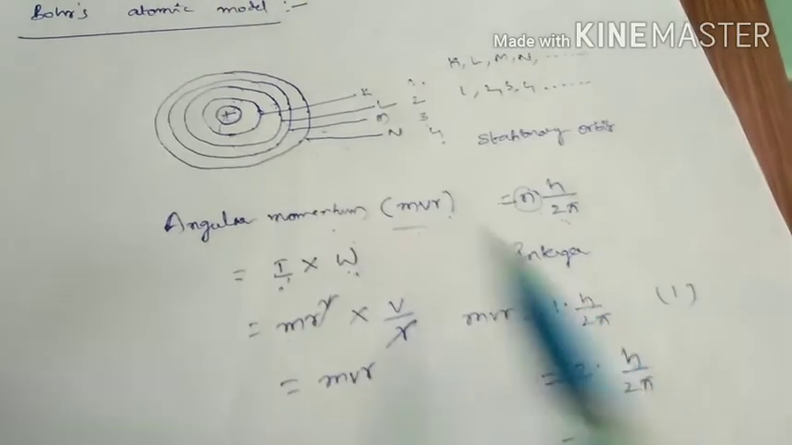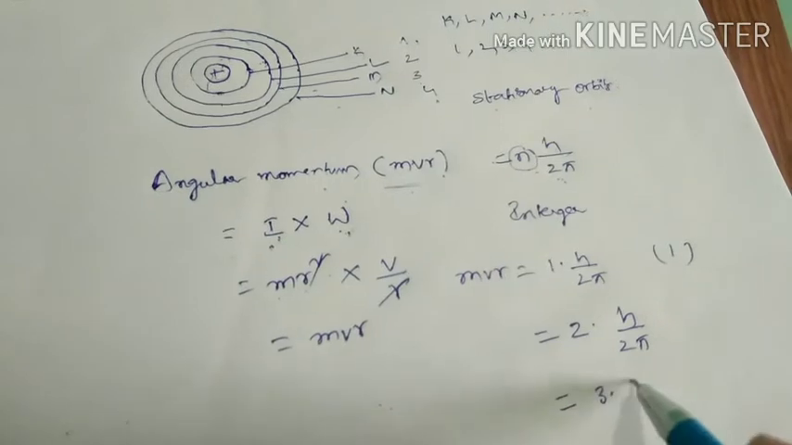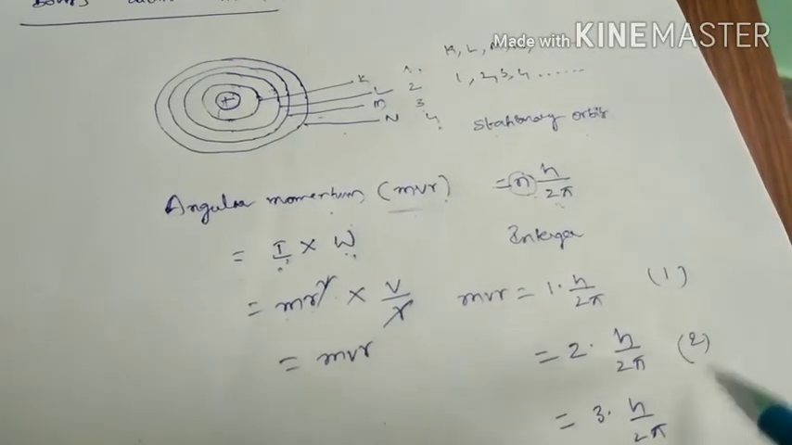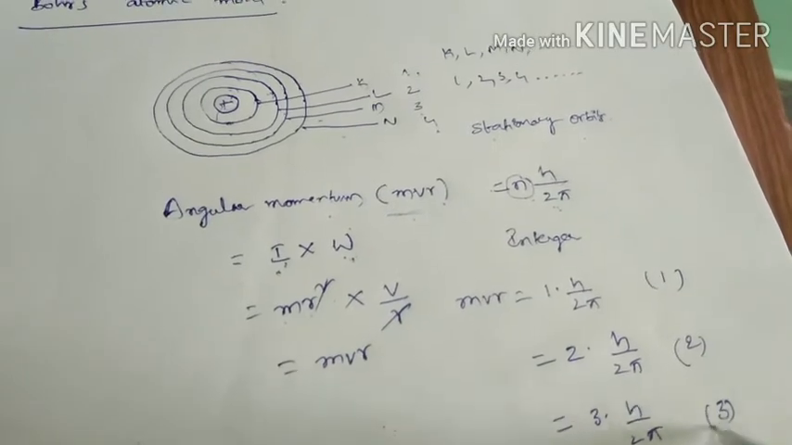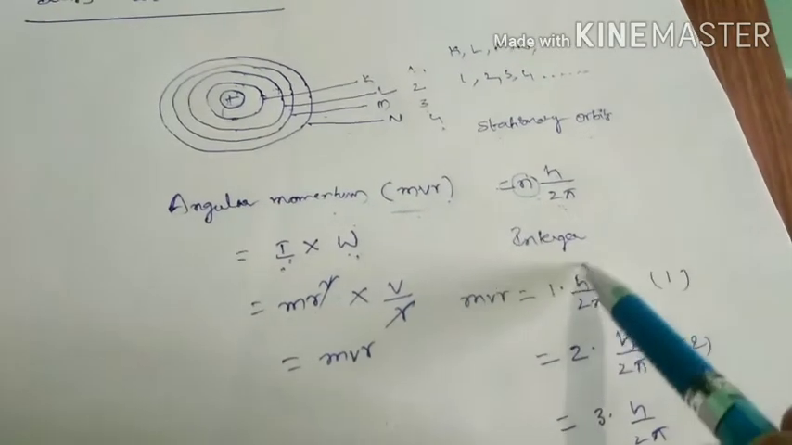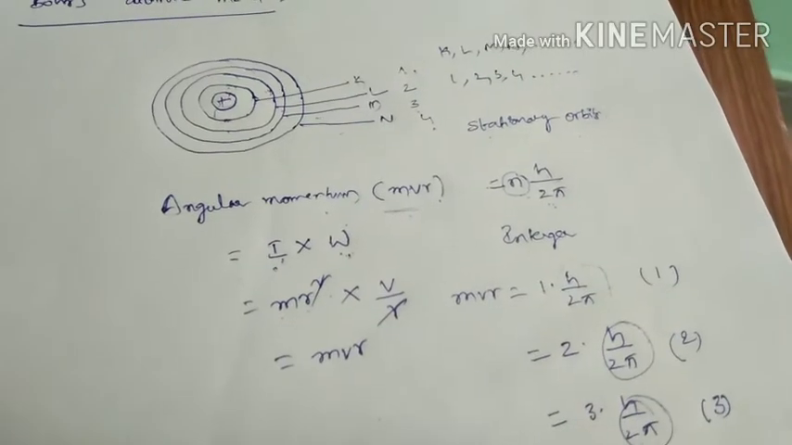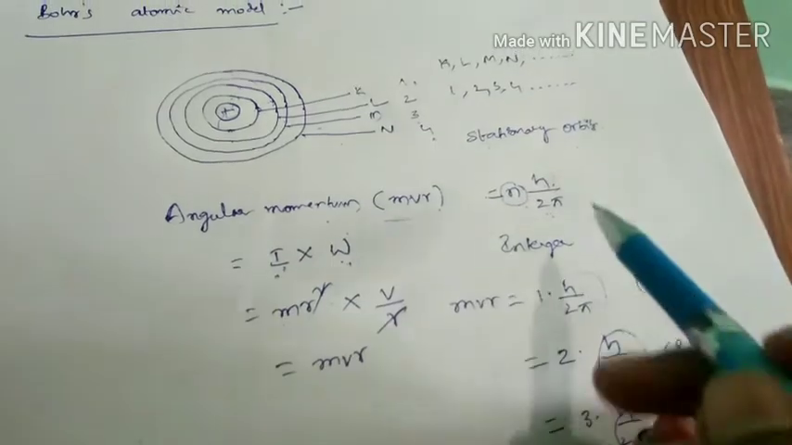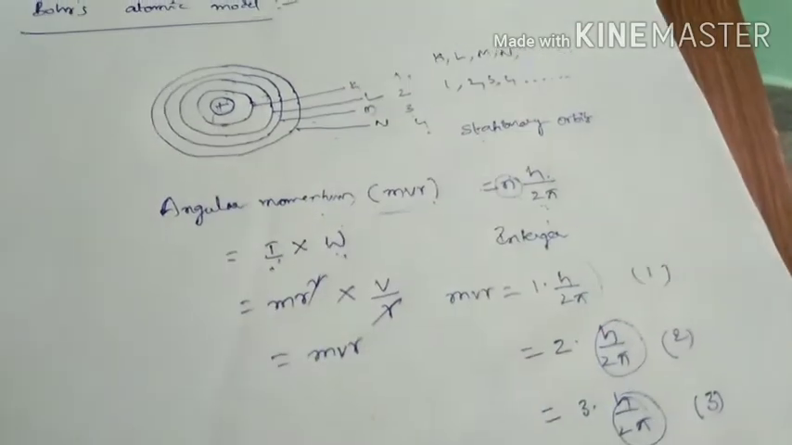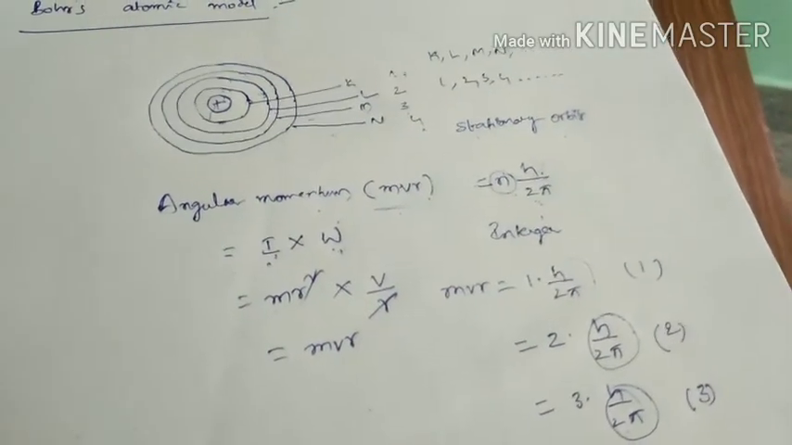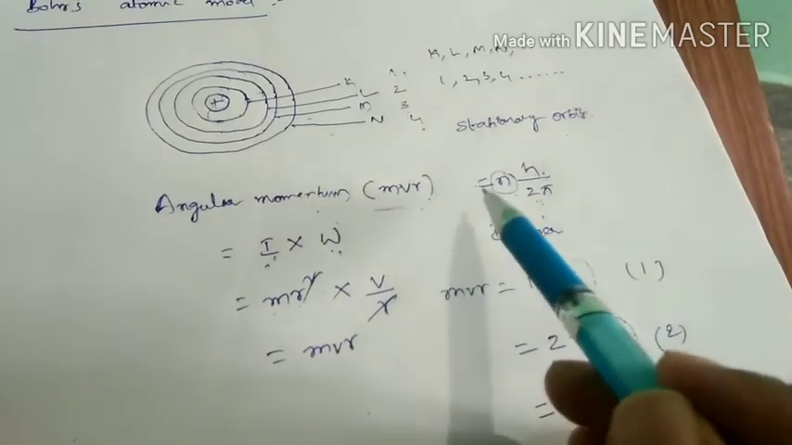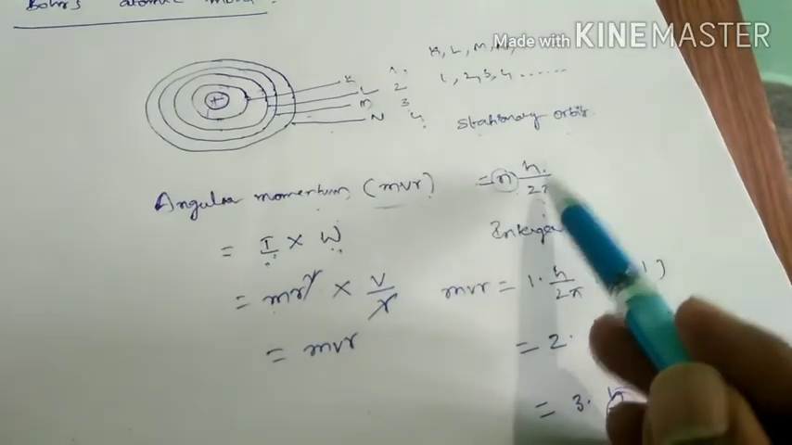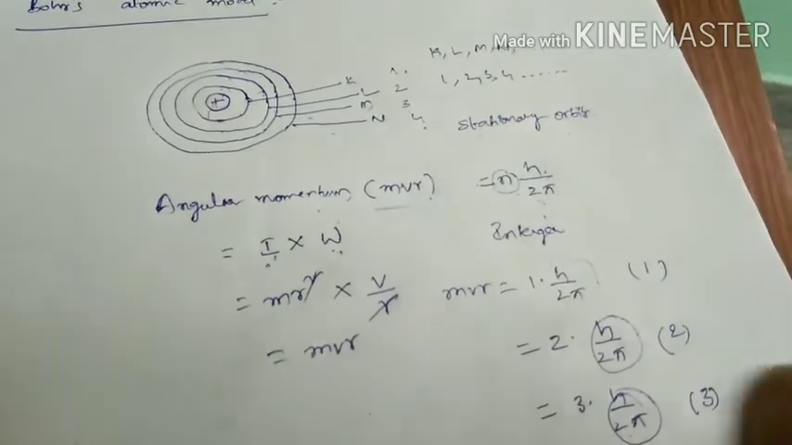When the electron revolves in the third orbit, the angular momentum is 3 into h by 2 pi. So this is the angular momentum in the second orbit, and this is in the third orbit. That means h by 2 pi is common, and it has a fixed value. I will tell you later what the value of h by 2 pi is. But what you have to learn is that the angular momentum is always an integral multiple, that means an integer into h by 2 pi. That is the meaning of that.